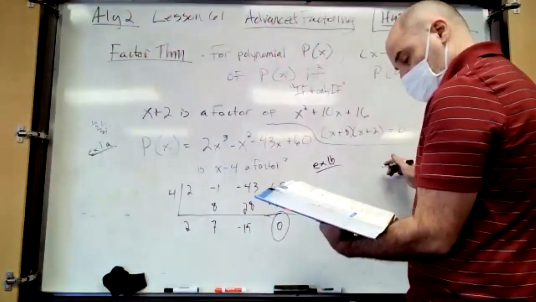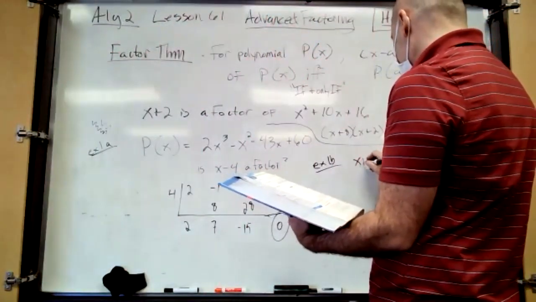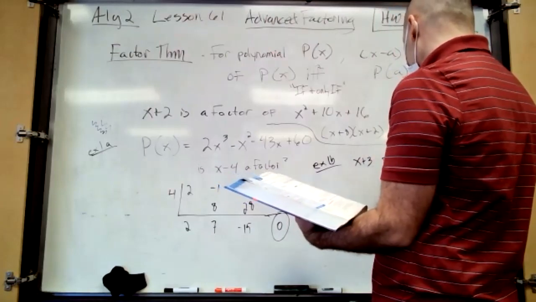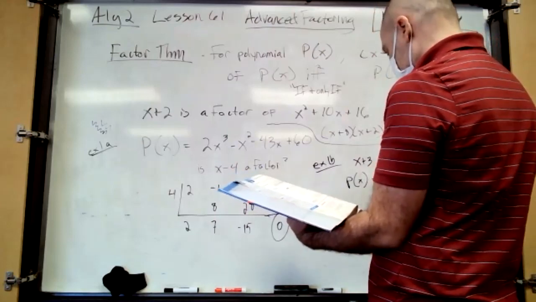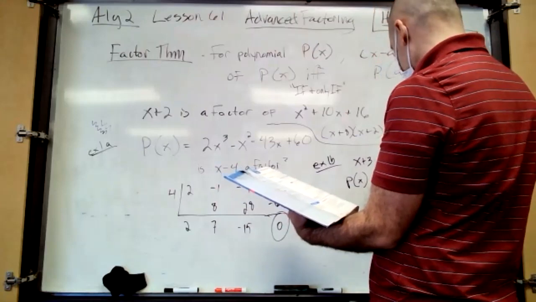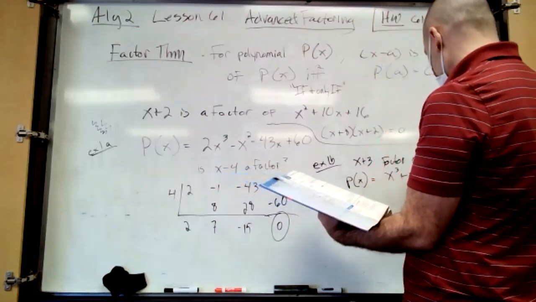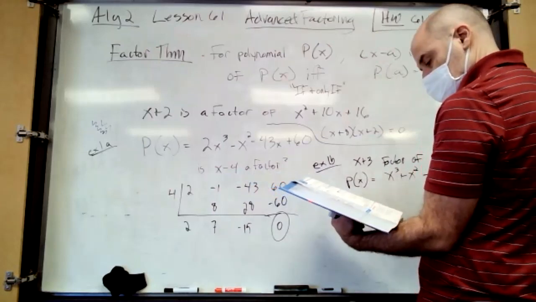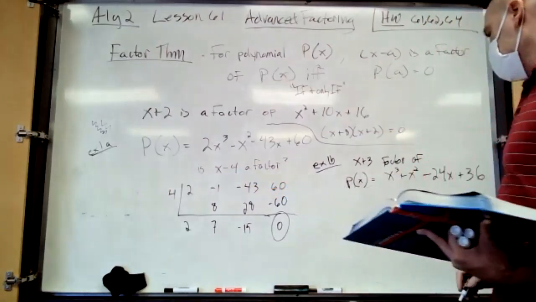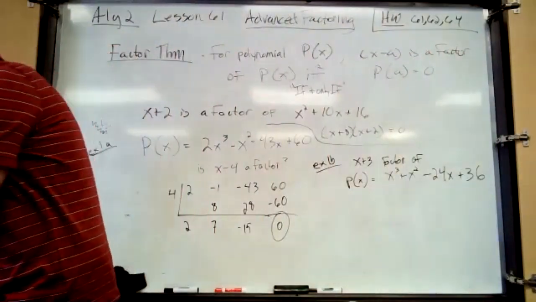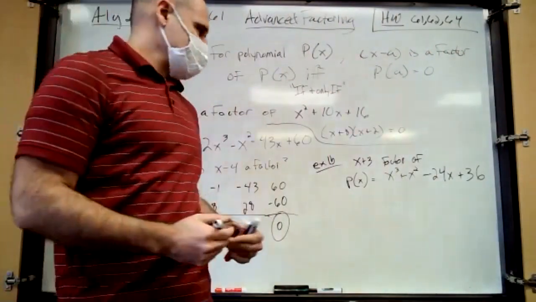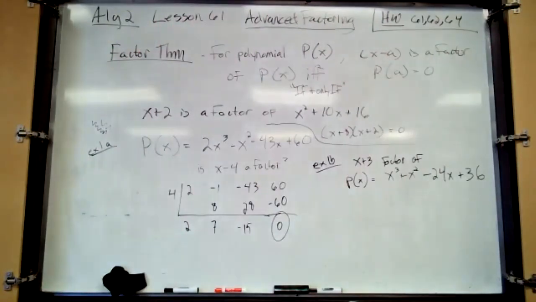So I want to know if x plus 3 is a factor of P of x, which is x cubed plus x squared minus 24x plus 36. So is x plus 3 a factor of x cubed plus x squared minus 24x plus 36? I would recommend using synthetic division, but you don't have to. You can just plug in -3 and see if you get 0.